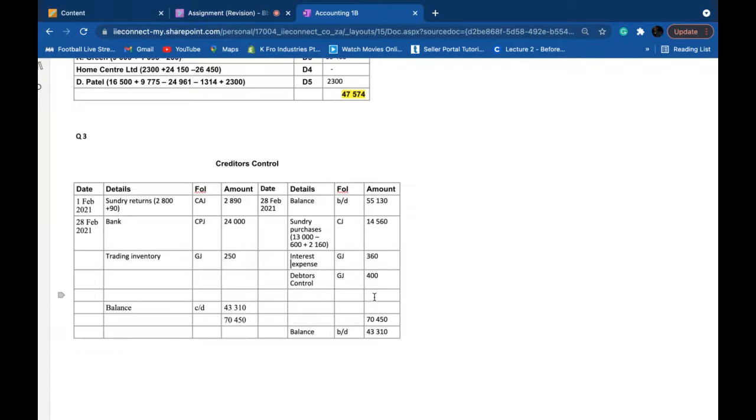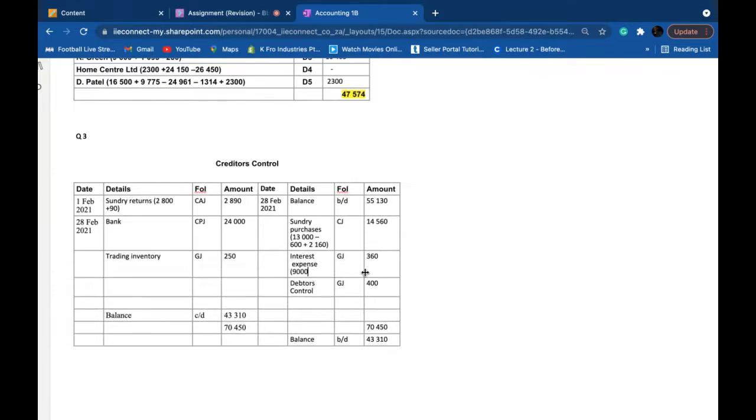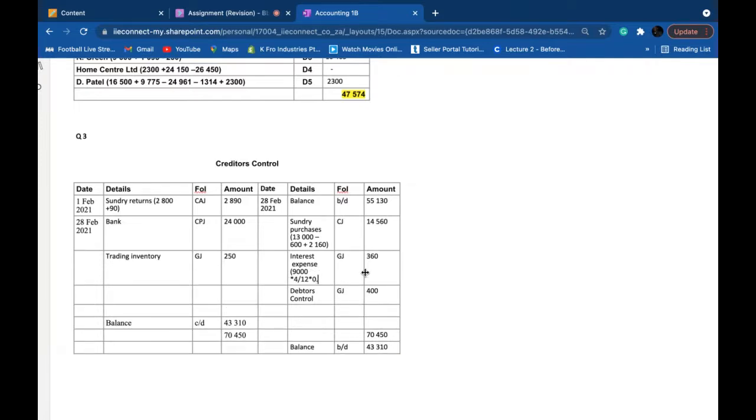Okay, right. So I'm here just showing you the calculation. What was the amount owed? 9,000. Okay, so 9,000, and then it was times 4 months, so 4 divided by 12, and the interest rate was 12%, so 0.12. And you should get that amount of 360. Okay, right. So that was the second last one.